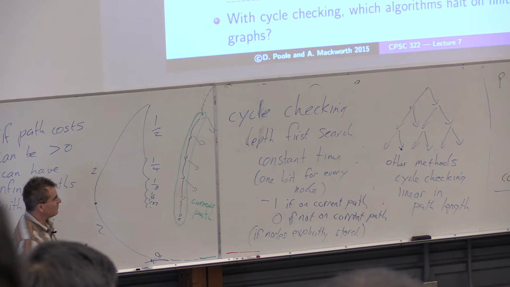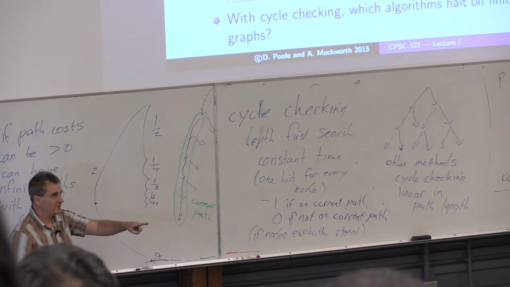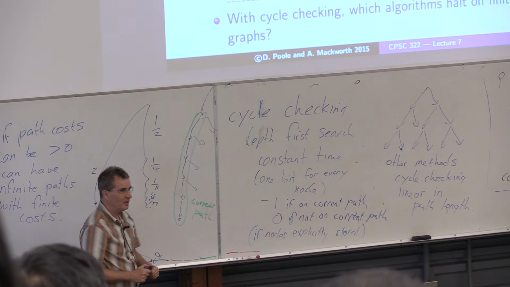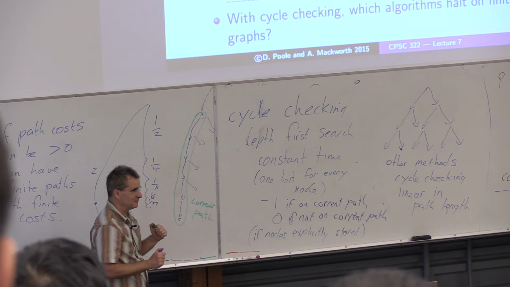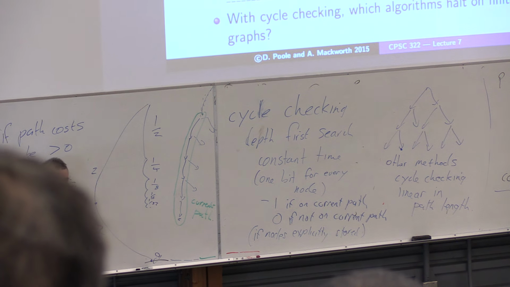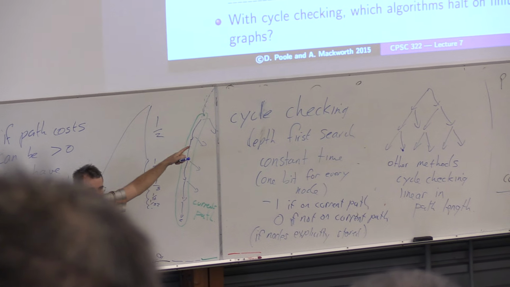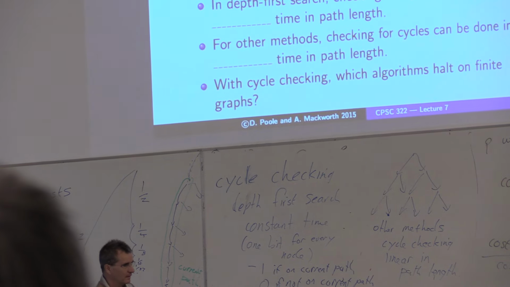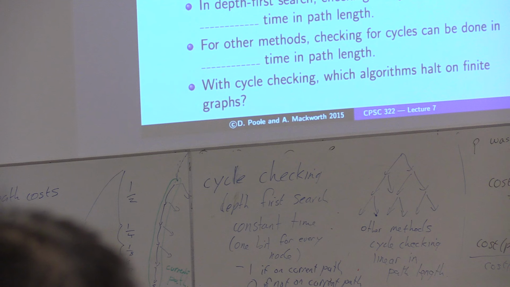So with cycle checking, which algorithms halt in finite graphs? Someone over here said an answer. All of them. If you have a finite graph, there are only finitely many paths without cycles. So the answer is all of them. All of the algorithms we've seen so far halt on finite graphs with cycle checking.